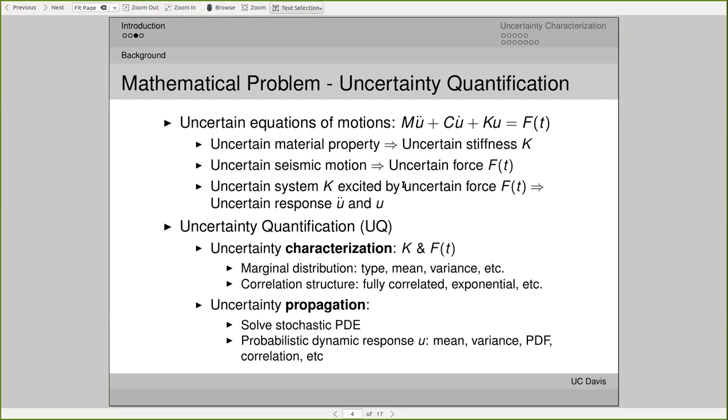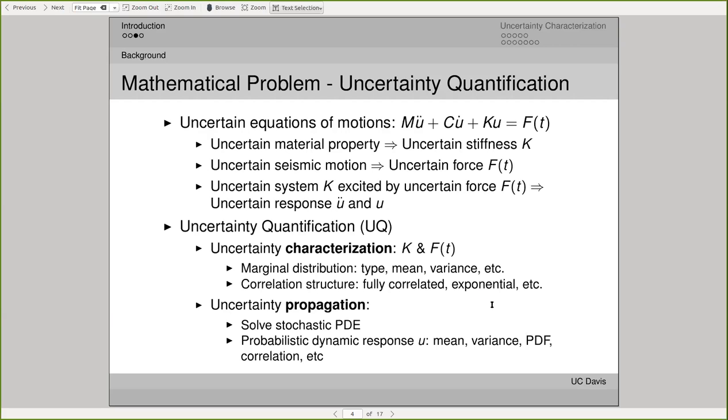Can I just add one thing? The biggest uncertainties are in the stiffness, in the material, and in the loads. There might be small uncertainty in mass and in viscous damping, but those are usually very small, so we usually treat those as deterministic. Certainly the biggest uncertainty comes from the elastoplastic stiffness, the material behavior, and from the loads. That's true. Go ahead.